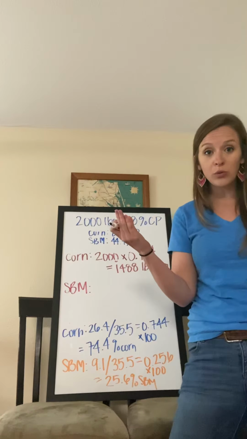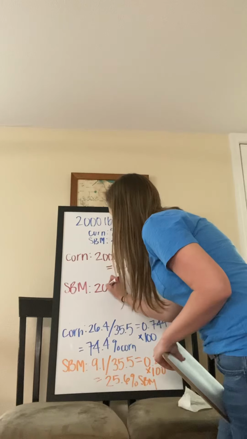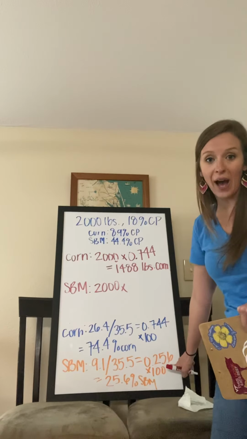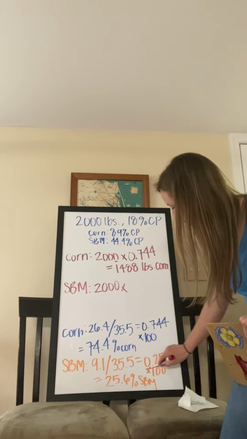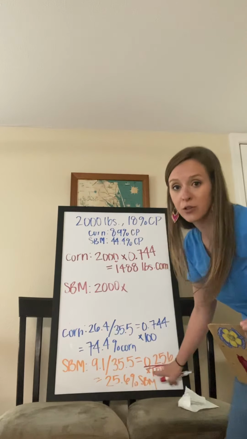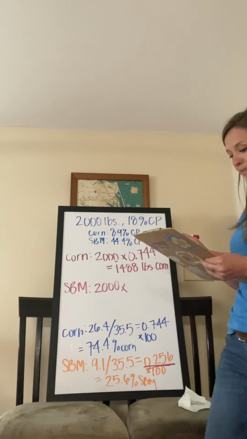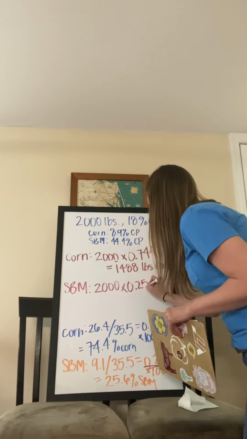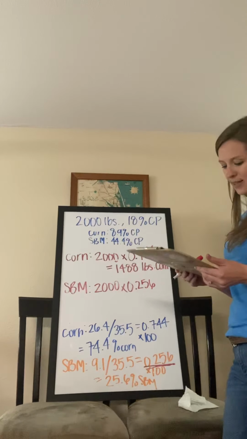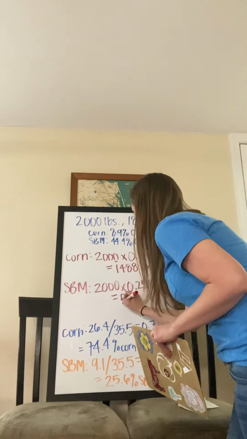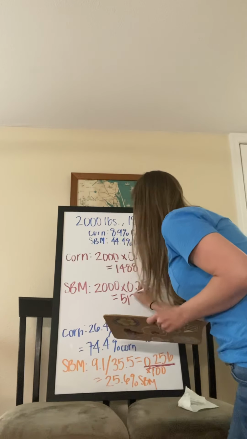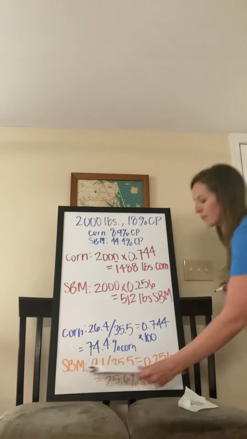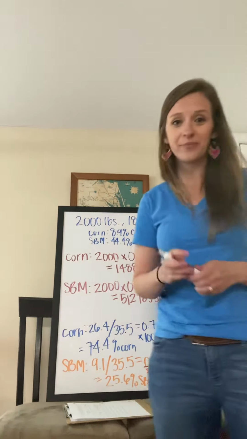Okay, we're going to take the total, which is 2,000, times 0.256 that we got down here, this number right here. Remember, you're not doing the full percent. You want that decimal that we got first. So 0.256. Okay, and that's going to equal 512, yes, pounds of soybean meal. Okay, and that's it. Then you're done.